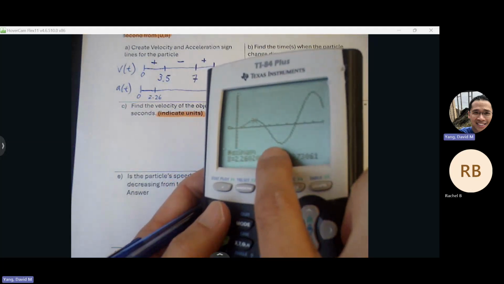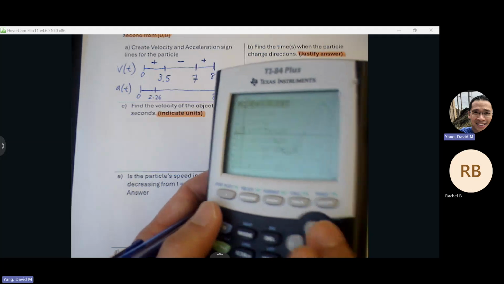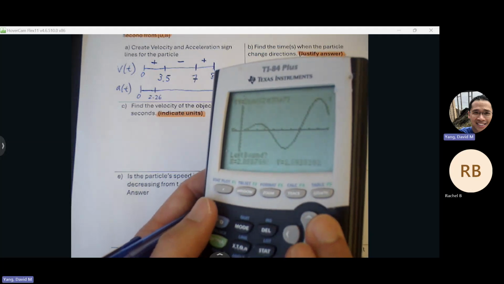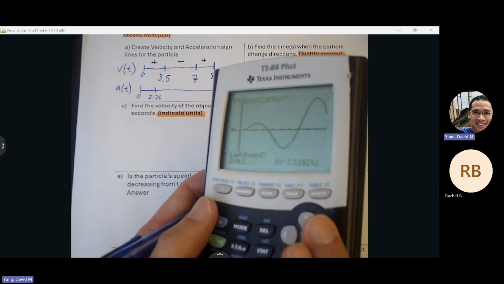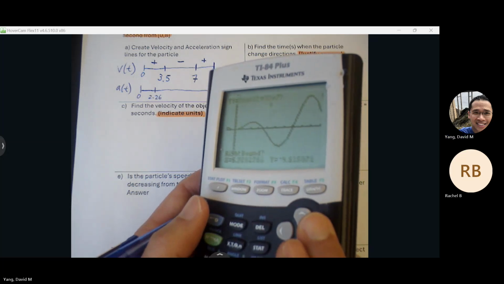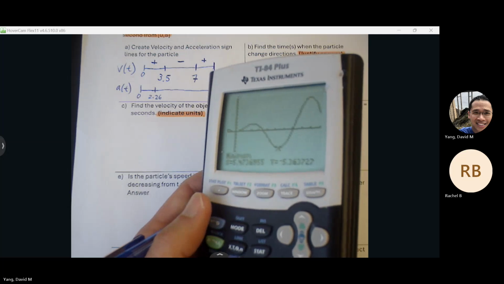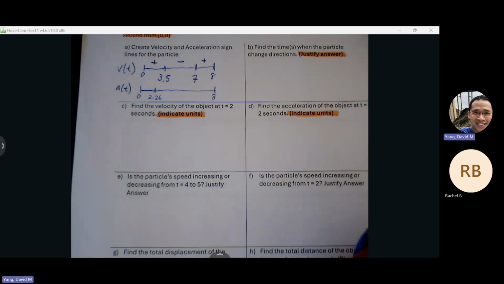I see a relative minimum. So second trace, let's select the minimum feature. And now I'm just choosing points to the left and to the right of my relative minimum. 5.47.